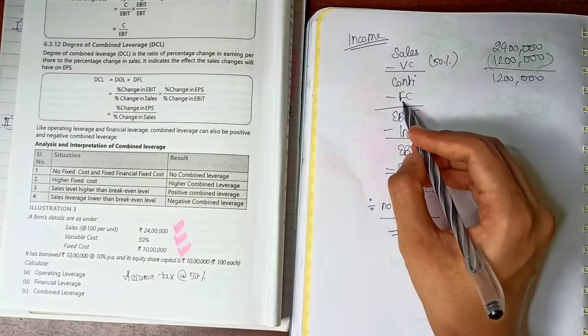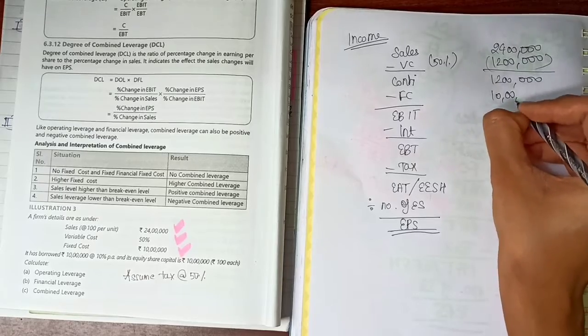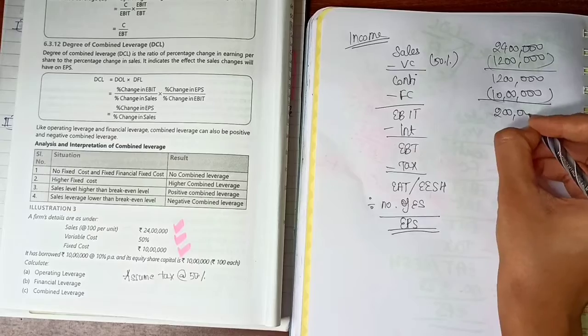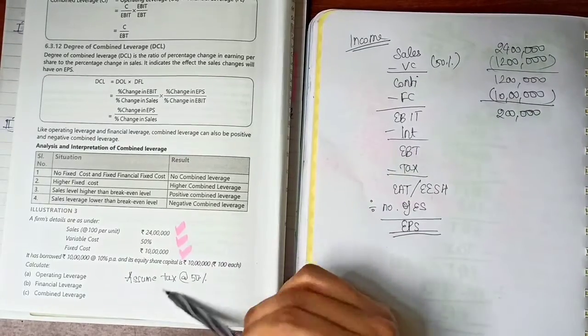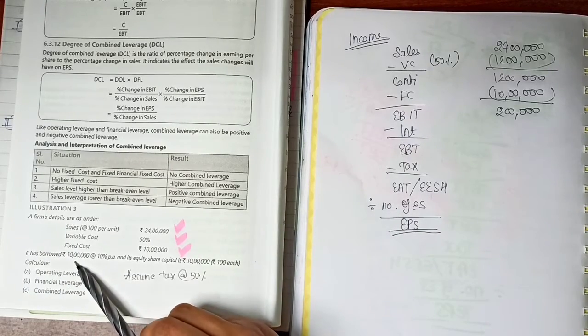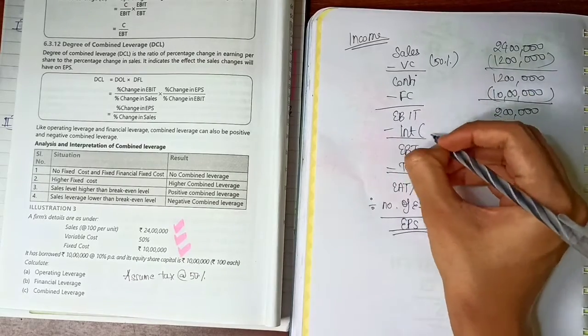Okay, from this you have to reduce your fixed cost. You have given your fixed cost is 10 lakh rupees. So if you reduce your 10 lakh rupees, your earnings before interest and tax will be 2 lakh rupees. From that you have to reduce your interest. So interest there directly they have not given you, but they have told you that you have borrowed 10 lakh rupees and for that your interest is 10% per annum. So interest you can find out from this.